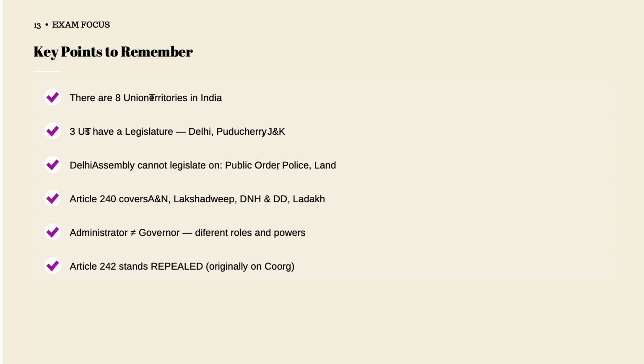Different roles and power. And Article 240 covers only Andaman and Nicobar Islands, Lakshadweep, Daman and Diu, and Dadra and Nagar Haveli, and Ladakh. Okay, these are the 4 union territories covered under Article 240, which is the president's power to make laws for the union territory. And for the ordinance, only Puducherry. Okay, so you remember all that. Article 242 stands repealed. Okay, it's no longer in existence. It was specifically related to Coorg.